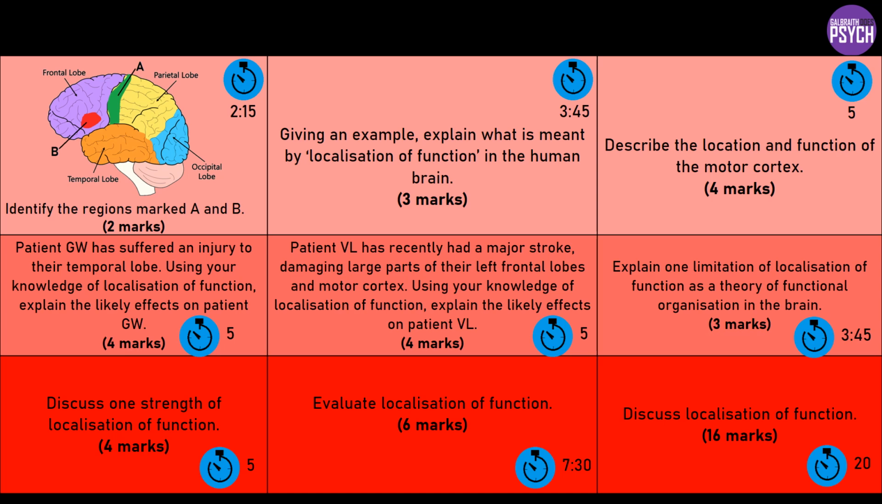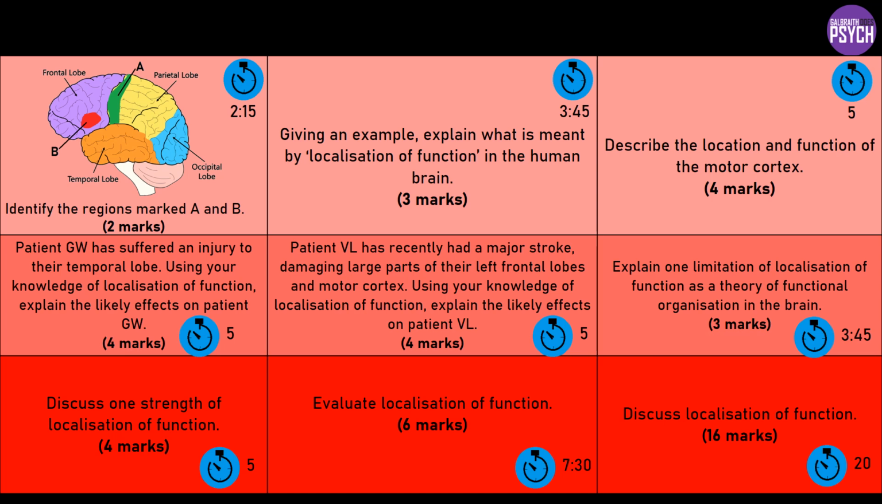The motor cortex, here's the knowledge, controls movement on the opposite side of the body. Therefore, here's the application, a possible effect on patient VL is that they will not be able to control the other side of their body very well. From the scenario, it seems like their left motor cortex, but it is a little vague because it says left frontal lobes and motor cortex. I would assume this means left motor cortex, and therefore the impairment of function will be on the right half of the body.